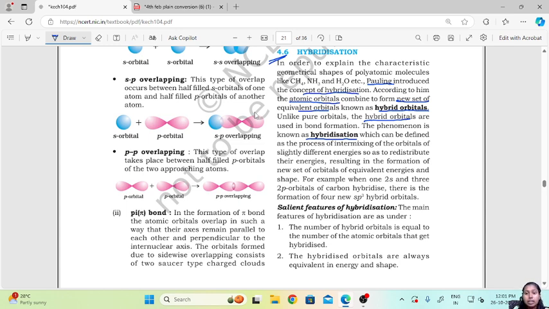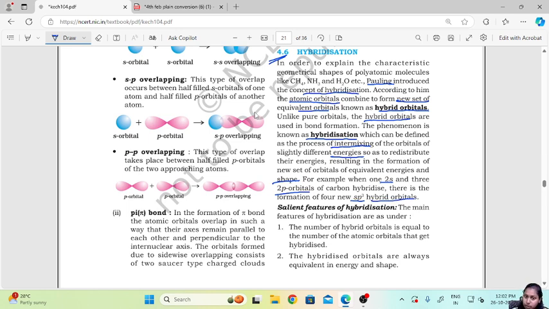So hybridization can be defined as a process of intermixing of the orbitals slightly different in energies. So we intermix orbitals which are slightly different in their energies and we redistribute their energies. The energies are redistributed so that they attain similar energy, to stabilize themselves and form orbitals of equivalent energy and shape. Now, for example, when one 2s and three 2p orbitals of carbon hybridize, there is the formation of four new sp3 hybrid orbitals.